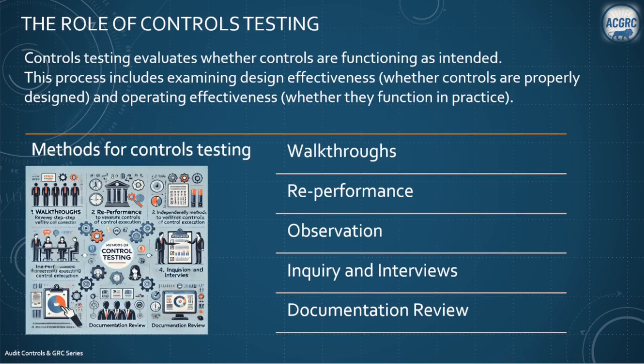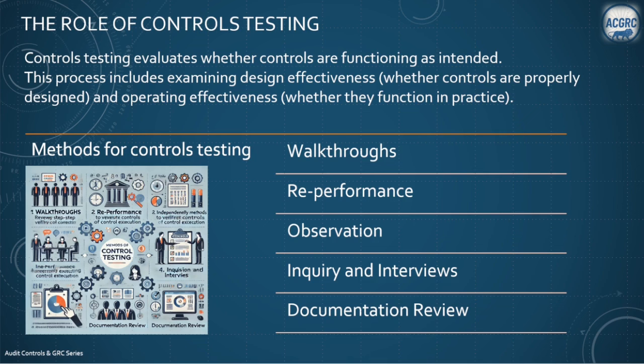Let's now look at the role of control testing. Control testing evaluates whether controls are functioning as intended. This process includes examining design effectiveness, which is whether controls are properly designed, and operating effectiveness, that is whether they function in practice. Organizations typically use various methods for control testing, namely walkthrough, reperformance, observation, inquiry and interviews, and document review.